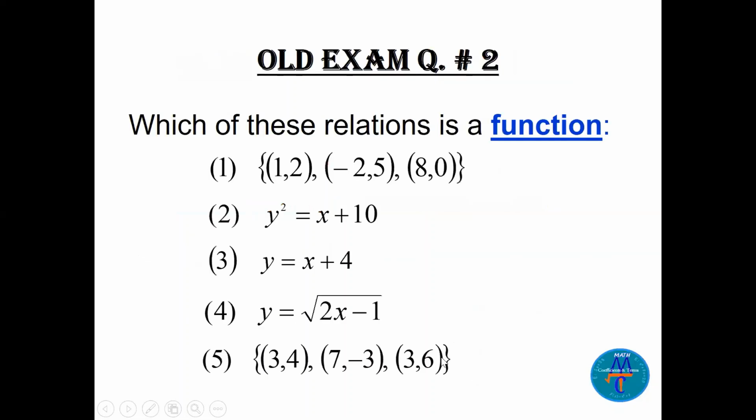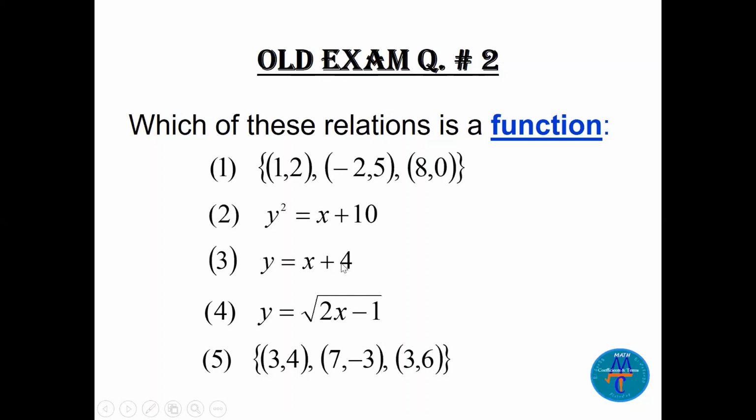That's it. Now, question number 2: which of these relations is a function? We have 1, 2, 3, and 4. You have to go slowly and check. 1, 2, minus 2, 5, 8, 0. Y squared is equal to x plus 10. Y equals x plus 4.